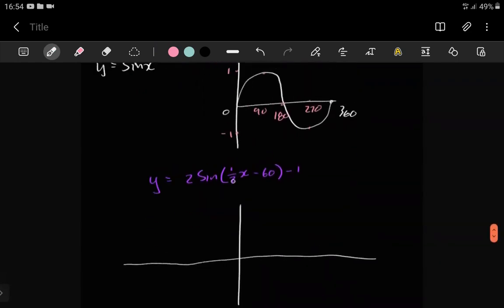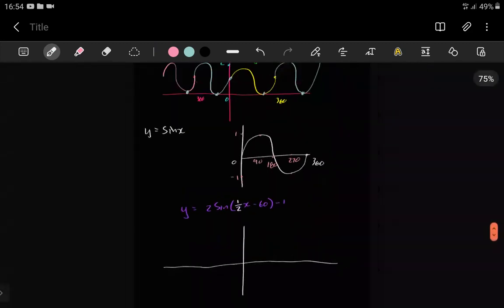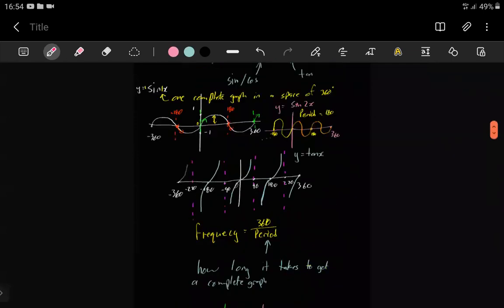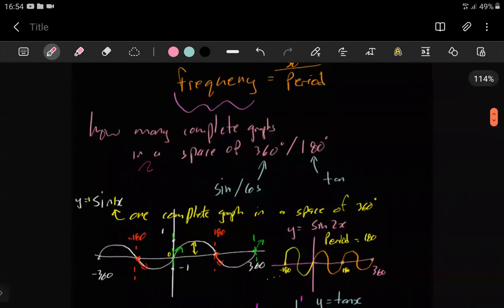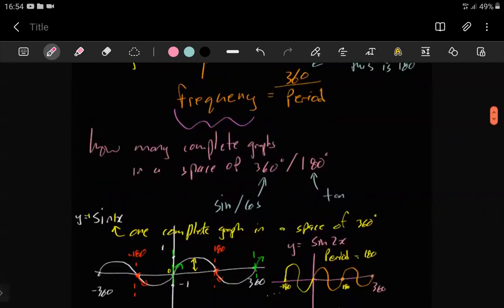So this is saying in a space of 360, you have half a graph. Remember with frequency, it means the same thing all the time. The number in front here tells us how many complete graphs you're going to see in a space of 360. That's what we wrote here. How many complete graphs in a space of 360? That's if it's a cos graph or a sine graph.